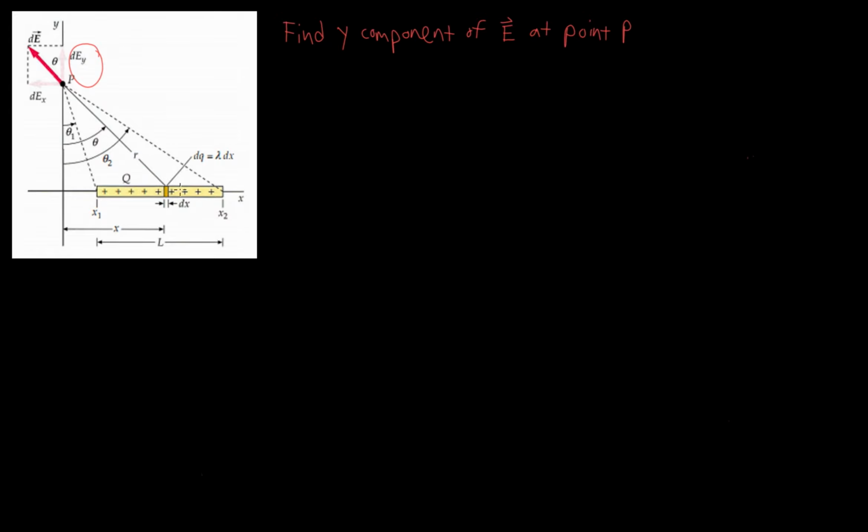And so note here that the line charge has a total charge of Q, and we're going to denote the line charge density as the total charge Q divided by the total length of the line charge.